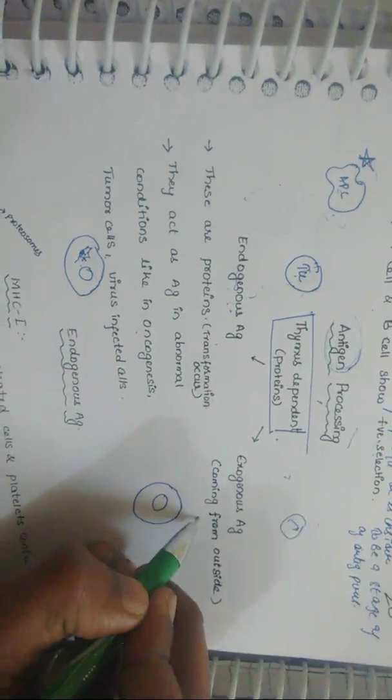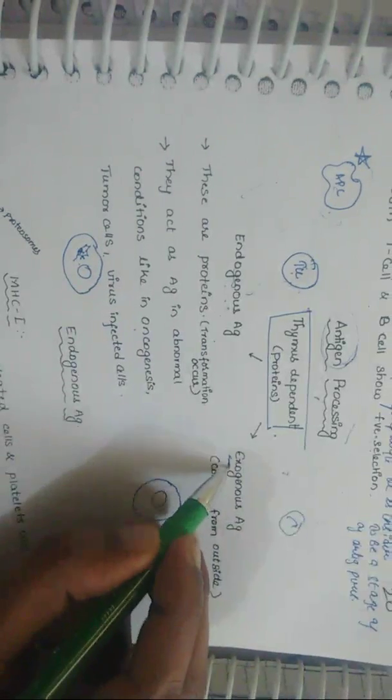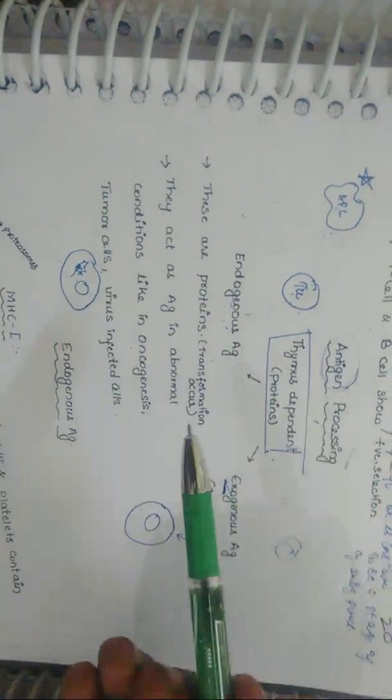And what is exogenous? Exogenous is that which is coming from outside. If this is the cell, the antigen is not in the cell right now, it is coming from outside. It might be bacteria or some other antigen coming from outside, so we call it exogenous antigen. That is the difference between endogenous and exogenous, and that's all about them in our notes.